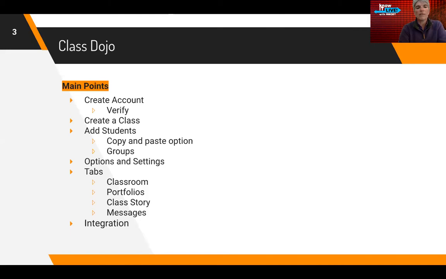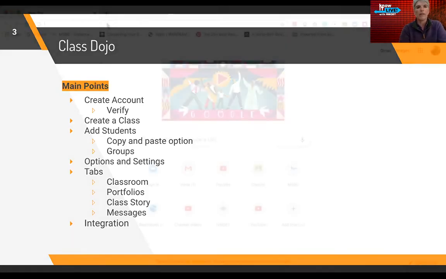There are several tabs that have options and settings, and actually when you hit on options, it'll show all the tabs as well. So you have the classroom, the portfolio, the class story, and the messages. And the portfolio, class story, and messages are the ones that I talked about at the beginning of this video. And then I'm going to talk about some integration ideas of how to use Class Dojo.